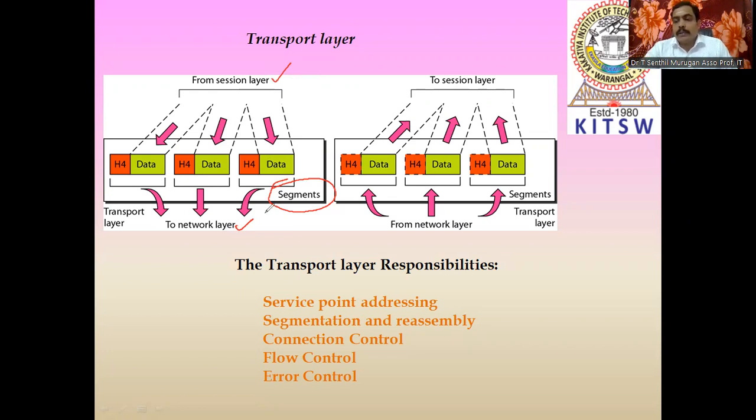What is the primary role of the transport layer? It is segmentation. It has to split the message into segments, and finally on the receiver side, it will reassemble them. So segmentation and reassembly is the primary role of the transport layer. The main responsibility of the transport layer is process to process communication. Don't forget it. The transport layer communicates process to process.